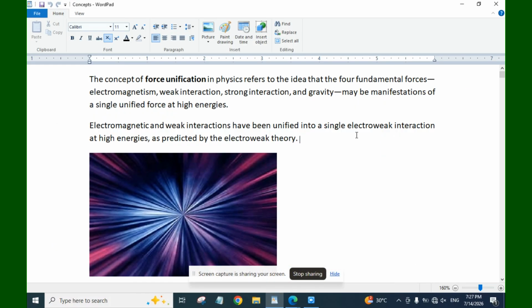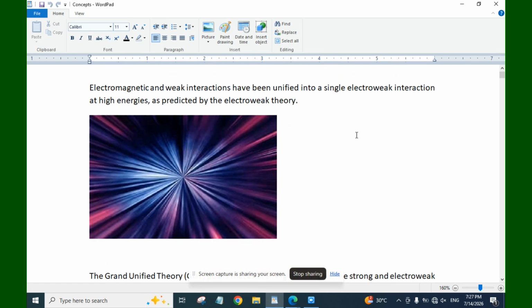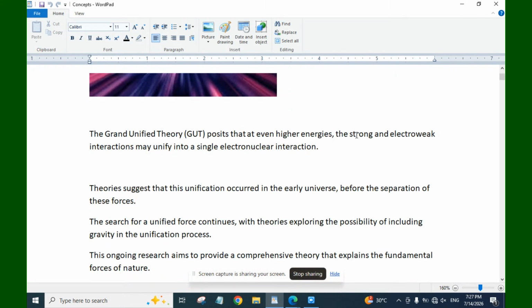The concept of force unification in physics refers to the idea that the four fundamental forces, electromagnetism, weak interaction, strong interaction, and gravity, may be manifestations of a single unified force at high energies. Electromagnetic and weak interactions have been unified in a single electroweak interaction at high energies, as predicted by the electroweak theory. The Grand Unified Theory, or GUT, posits that at even higher energies, the strong and electroweak interactions may unify into a single electronuclear interaction.